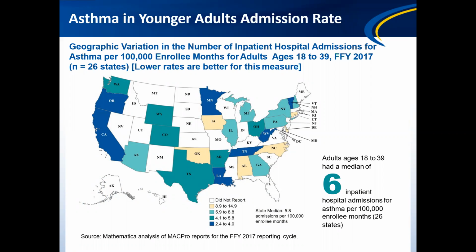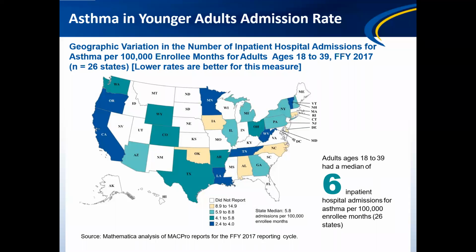We create maps that look like this, so you can see how states measure up in a geographic arrangement, which I think a lot of us find very interesting and helpful to get a little bit of a context, especially for something like any admission rate. And this one is the asthma and younger adults admission rate. This is a measure that lower is better.